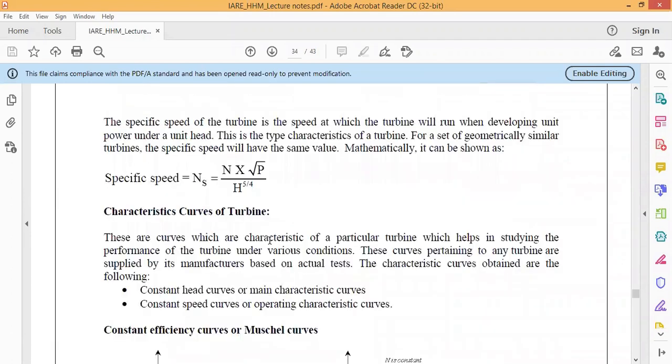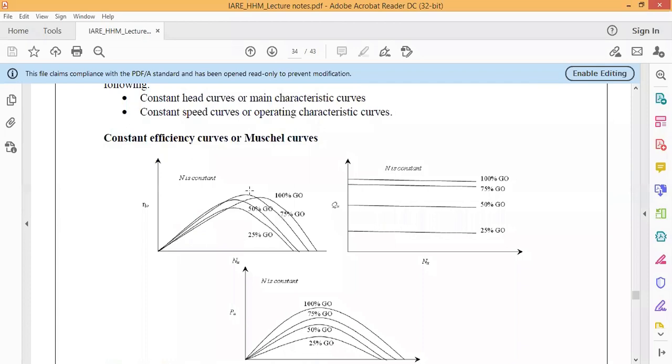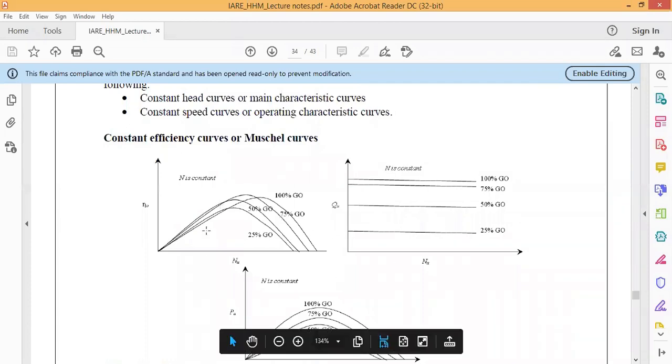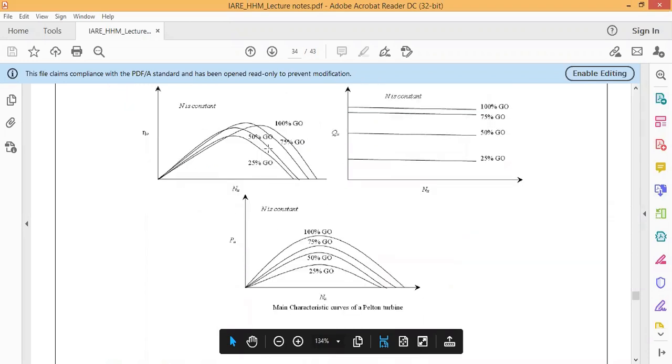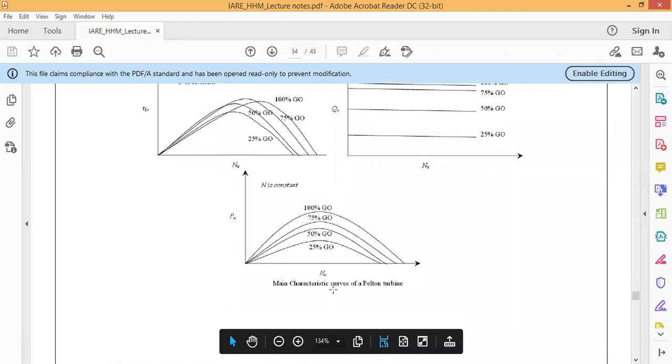Further, there are some curves we get for constant efficiency. You can see at various heads, these kinds of curves you will get, and the power generated at 25%, 50%, 75% and 100%. Similarly, this is the constant efficiency curve. So this is the characteristic curve of the Pelton turbine.